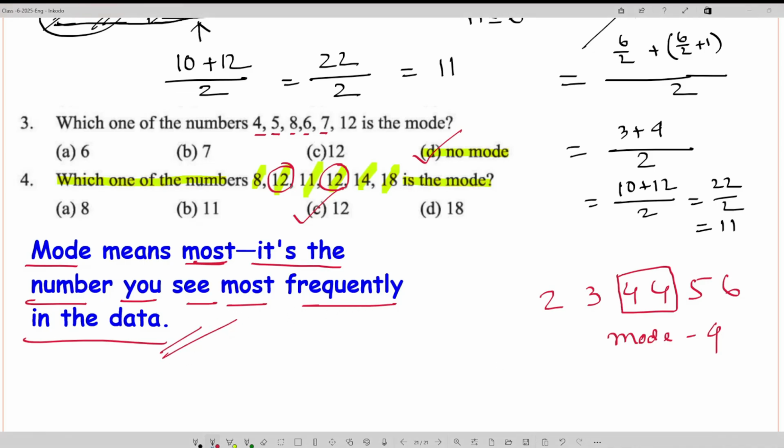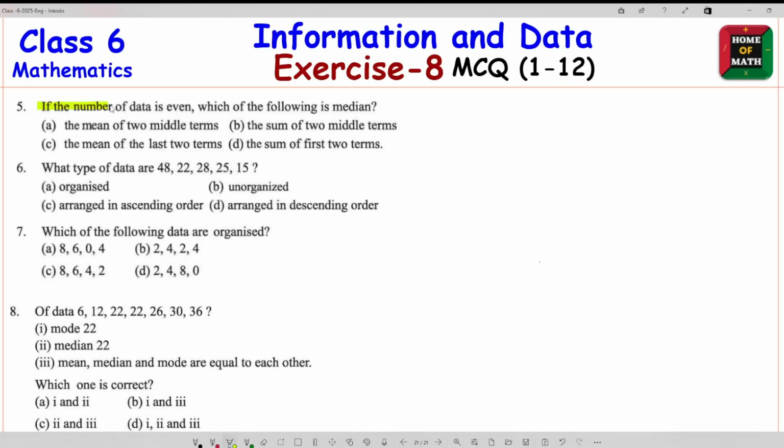Now number 5. If the number of data is even, which of the following is the median? A very interesting question, right? A, the mean of the 2 middle terms. B, the number of the 2 middle terms. C, the mean of the last 2 terms. And D, the sum of the first 2 terms.